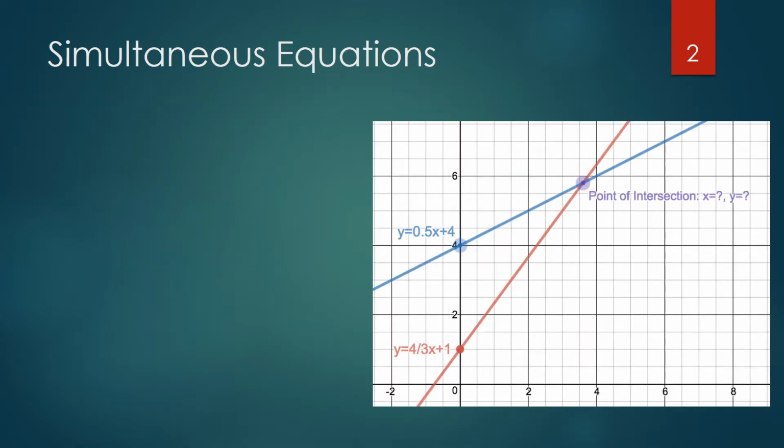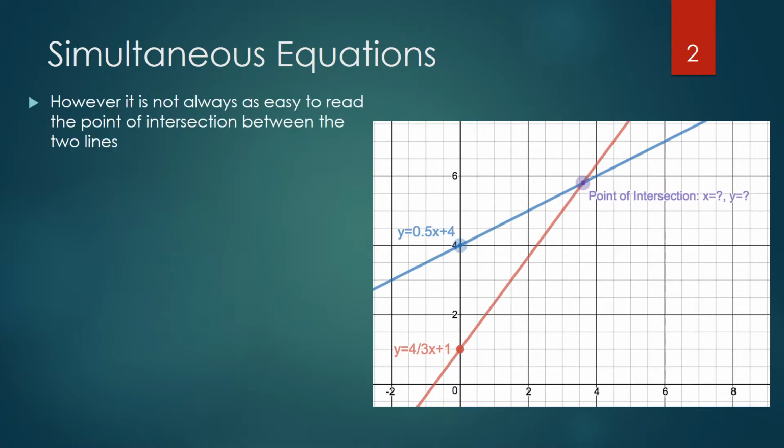However, sometimes it's not always so easy. If we're looking at this equation here, we have half x plus 4, so you can see it crosses at 4 and it's going up with a gradient of half. And then we have this fractional gradient here, 4 over 3x. So for every 3 it goes across, it goes up 4 squares.